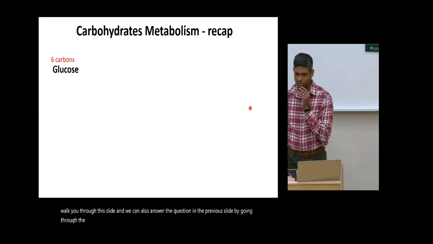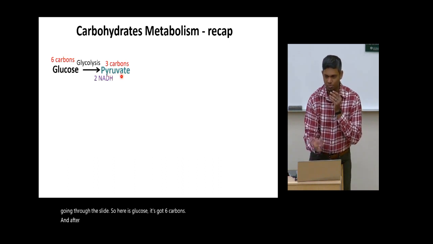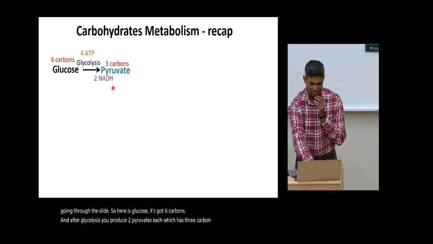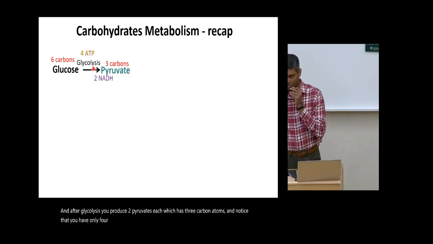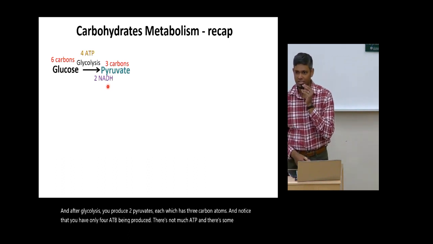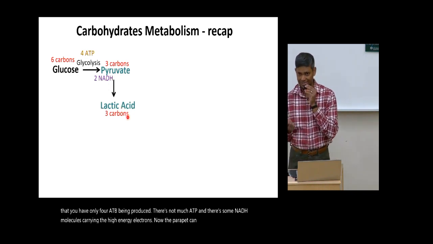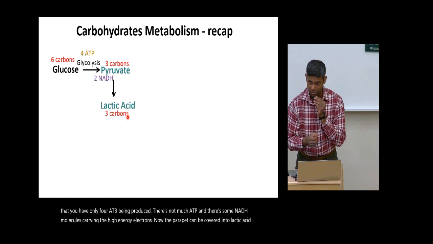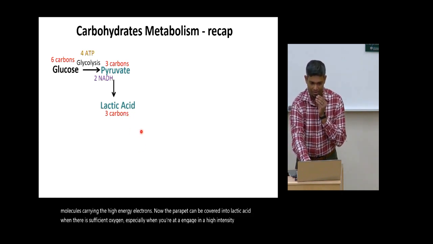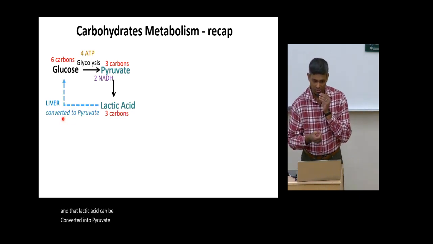So here's glucose. It's got 6 carbons, and after glycolysis you produce 2 pyruvates, each of which has 3 carbon atoms. And notice that you have only 4 ATP being produced. There's not much ATP, and there's some NADH molecules carrying the high energy electrons. Now the pyruvate can be converted into lactic acid when there isn't sufficient oxygen, especially when you're engaged in a high intensity activity, and that lactic acid can be converted into pyruvate and back into glucose in the liver.